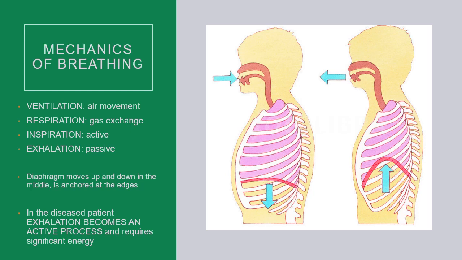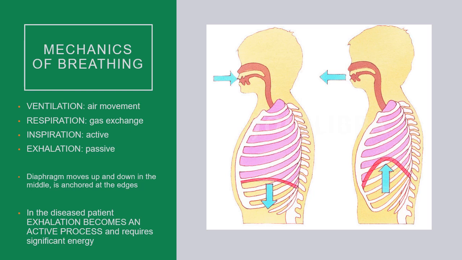Exhalation is a passive process where all of these muscles, the diaphragm and intercostal muscles, relax, and then there's increased intrathoracic pressure, which just allows the air to escape. The diaphragm moves up and down in the middle, but is anchored at the edges, so it's actually attached around the wall of the thorax. And in the middle of the diaphragm is the cardiac sphincter, where the esophagus goes through.